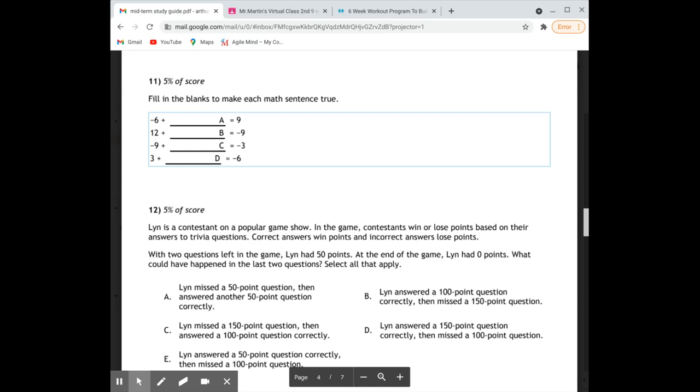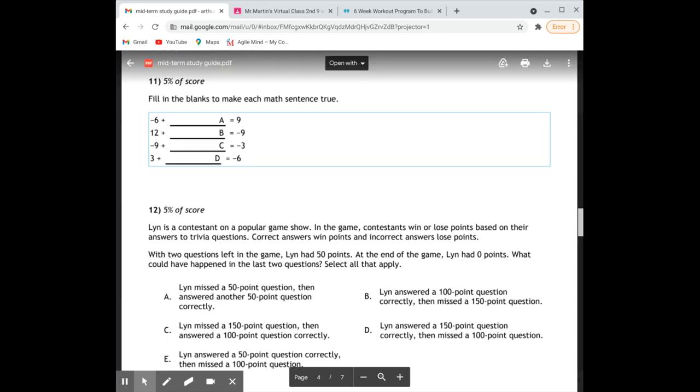We're going to start with Miss Akira and have her read number 11 and get some help from her to see if we can solve part A. Fill in the blanks to make each math sentence true. -6 plus A equals 9. 12 plus B equals -9. -9 plus C equals -3. And 3 plus D equals -6.